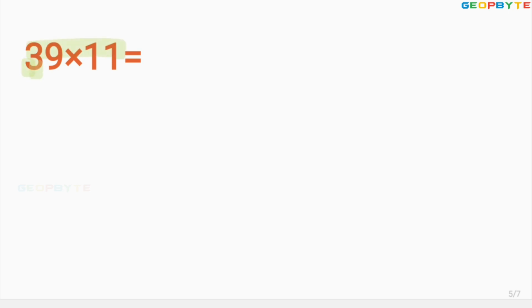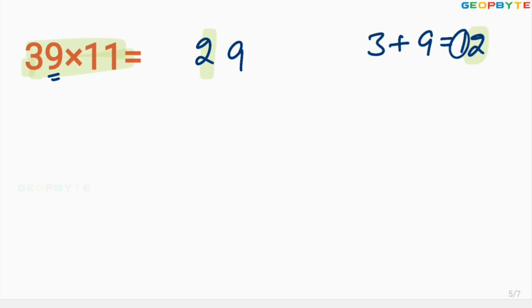Look at the other one. 39 into 11. You write this 9 as it is. 3 plus 9, 12. From the 12, you take out the 2 to write here. You write the 2. This 1 is coming under carry forward. You add that 1 for the 3. 3 plus 1 equal to 4. 429 will be the value of 39 into 11.